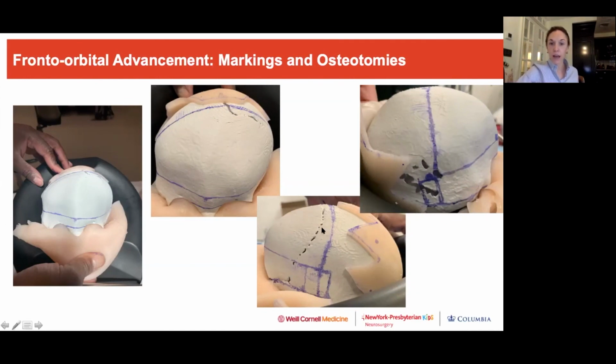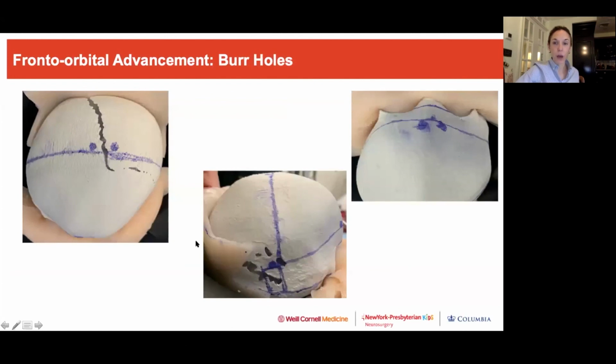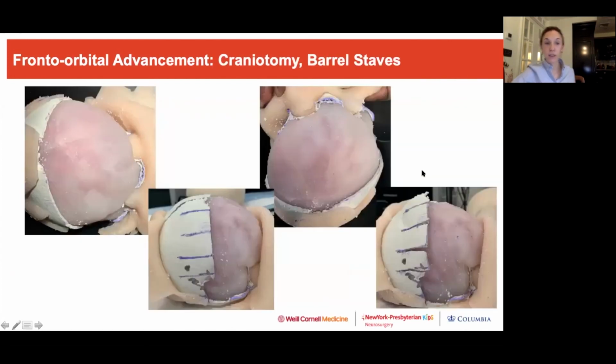So again, he's drawing his lines for me. This is what my craniotomy is going to look like. This is where I have to make my burr holes to take the bandeau off. And then we remove it. This is what it looks like from the top down, just so you can gain an appreciation for the pathology. And this is what it looks like when we're done with that part. And I'll show you what the reconstruction looks like.